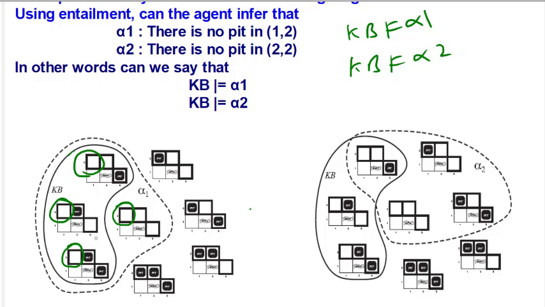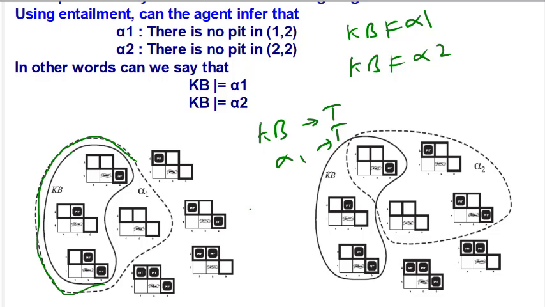Now what do we see? Whatever is true for the knowledge base of the agent is also true for alpha 1. This dotted line is the model of alpha 1, and this inside is the knowledge base. So whatever is true for the knowledge base is true for alpha 1. Therefore we infer and conclude that the knowledge base entails alpha 1, and we conclude that there is no pit in 1 2.